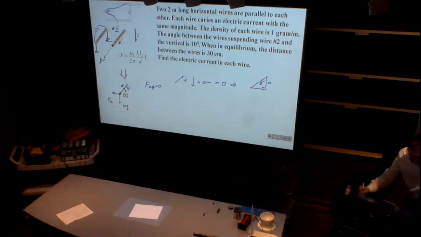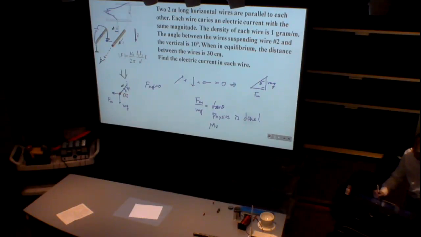But now we know what to do. That's mg, that's the magnetic force. This is a right-angle triangle. The magnetic force over mg will be equal to the tangent of that angle. And the rest is, I don't remember when I did it last time, but now I want to do it. Physics is done. Math begins.